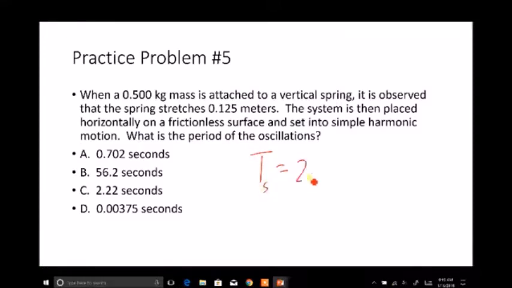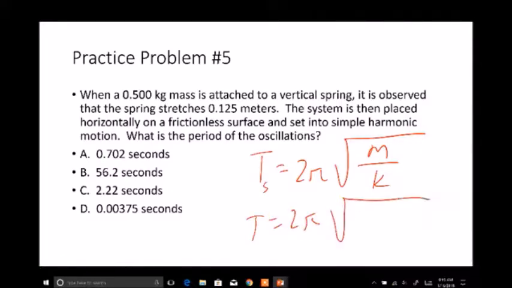Remember that when we have a mass on a spring, the period is 2 pi times the square root of m, which is mass, over k, the spring constant. So T equals 2 pi times the square root of the mass, which is 0.5 kilograms, over the spring constant. We just found in practice problem 4 that the spring constant for this particular spring was 40 newtons per meter. So if we do the math on this one, we end up with 0.702 seconds as the period.